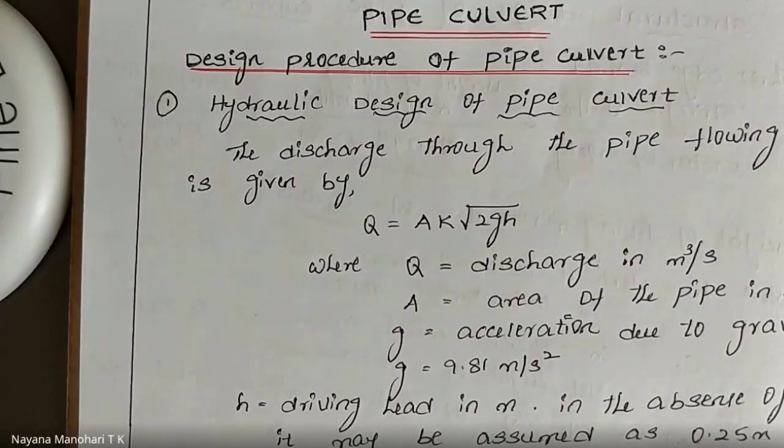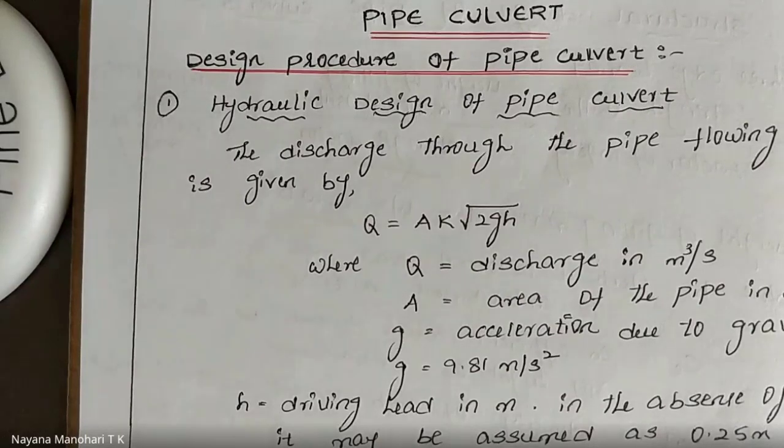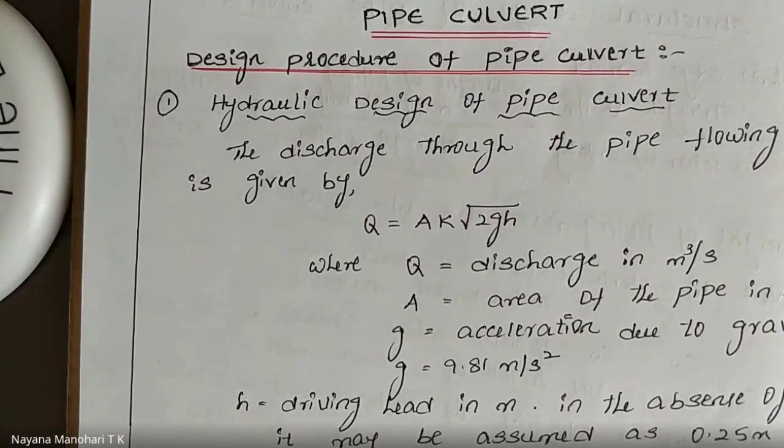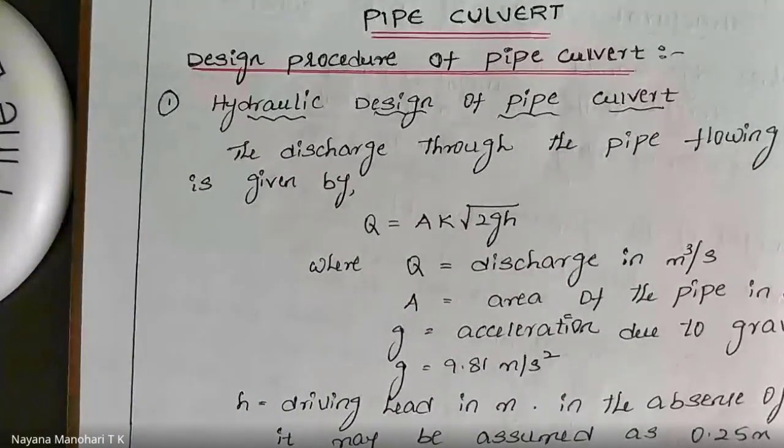Before going to the design of the pipe culvert, we will see what we mean by culvert and what the definition of the pipe culvert is. Usually the culvert is a minor bridge. It is a structure provided in order to allow the water to flow from one end to the other end under a road or railroad. In order to pass that water under a road or railroad, you are going to provide the culvert.